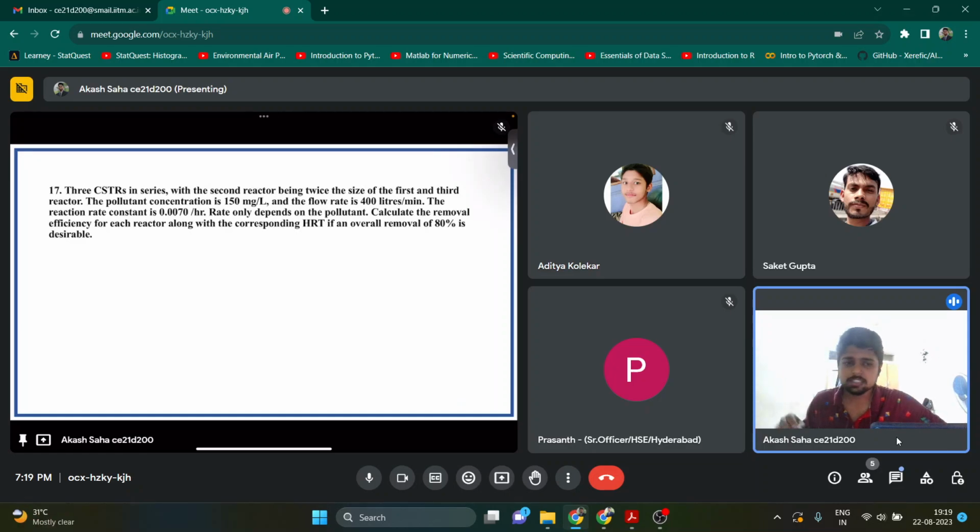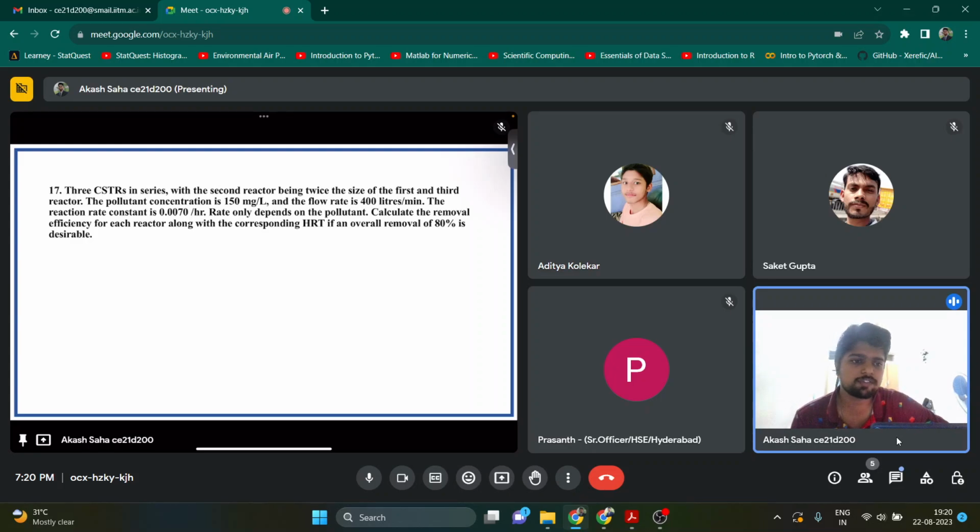The next question says that we have 3 CSTRs in series, with the second reactor being twice the size of the first and the third reactor. We have 3 reactors here, so the second reactor is twice the first and the third reactor. The pollutant concentration coming in is 150 milligram per liter, the flow rate is around 400 liters per minute, and the rate constant is 0.007 per hour. We have to calculate the removal efficiency of each reactor if the overall removal efficiency is 80%.